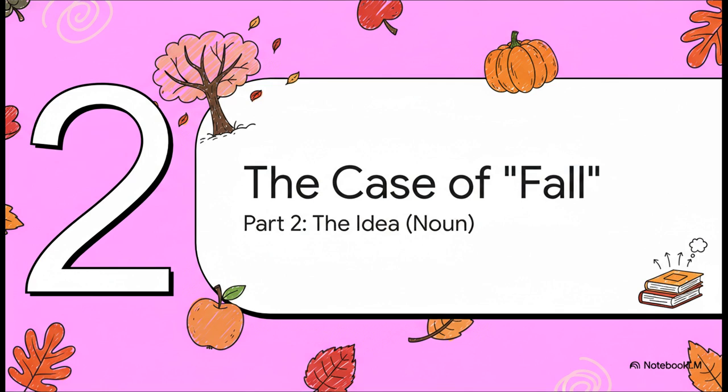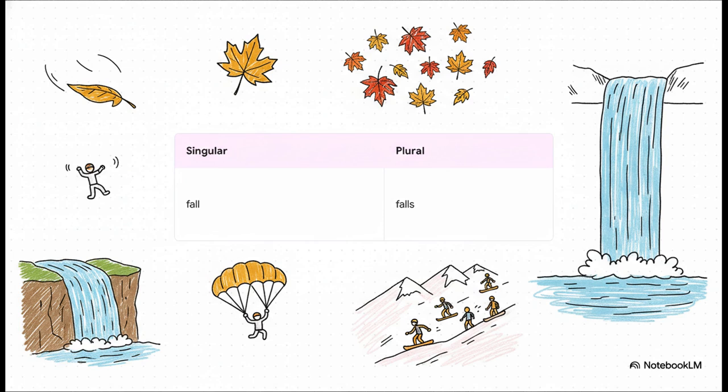So that's fall as an action, but believe it or not, that's only half the story. This word is just as powerful when it stops being an action and becomes an idea, when it's a noun. And just like with the verb, the noun form is super simple. You've got fall for one and falls for when there's more than one. But again, don't let that simplicity fool you. These simple forms pack a huge range of concepts.